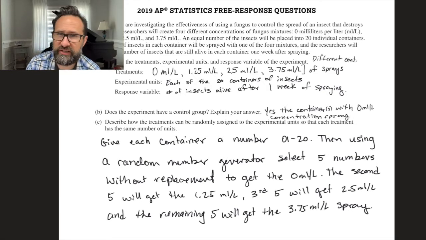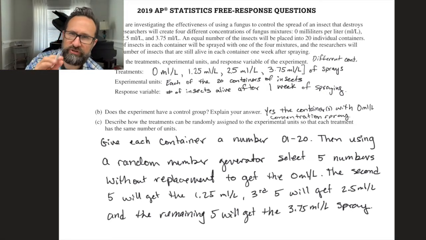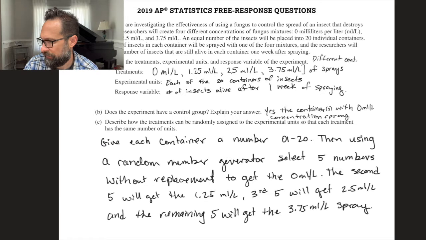You could have used letters technically, just so long as each one got a unique number or a unique name. Describe how to correctly implement the random assignment process. I said we're using a random number generator, and I'm going to allow each number to be used once and only once. It can't be repeated. That's what I said, without replacement.